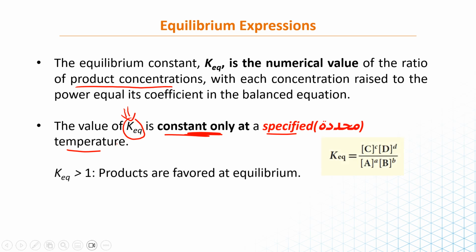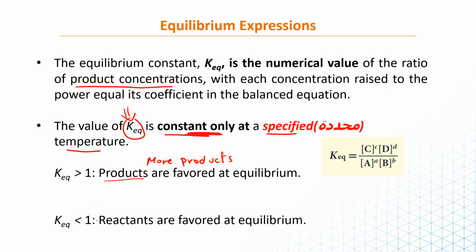Now, if you calculate K equilibrium and the result is more than 1, it means you have more products at equilibrium, or products are favored at equilibrium. إن كمية products أكثر في equilibrium. If the K equilibrium is less than 1, you have more reactants at equilibrium. في كميات متفاعلات أكثر في equilibrium.